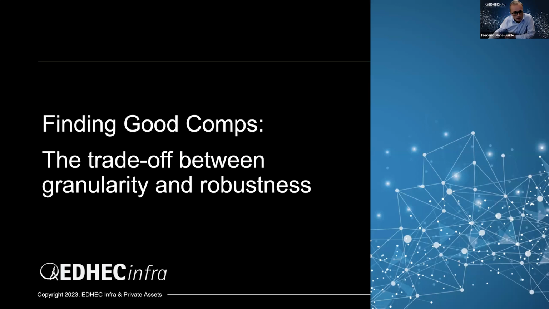Now, it remains difficult to find good comps, as we've said at the start. So here I want to highlight the fundamental problem that we have and try and propose some guidelines to do it right. Because fundamentally, we're trying to trade off two things: granularity and robustness. So let me try to explain.